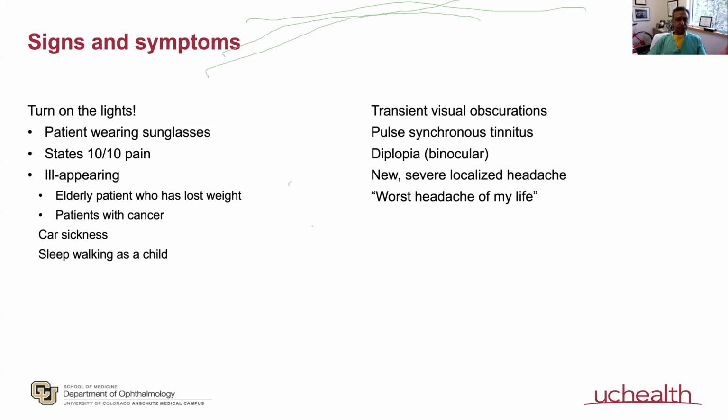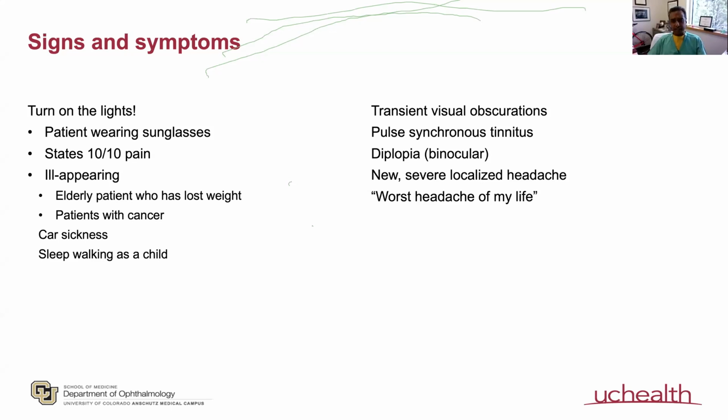But in any case, if a patient has 10 out of 10 pain, that's always a little worrisome to me. Migraine pain can be severe, but it is usually not something that the patient is going to categorize as the worst pain of their life. If a patient is ill-appearing and they come in with photopsias, an elderly patient who has lost weight unintentionally, a patient who I know has cancer, if they are having photopsias, I'm going to be a little more concerned. But things that support the idea of having migraine aura, photopsias that go along with that, a history of car sickness, a history of sleepwalking as a child. These are factors that support the idea that the patient may just simply have migraine headache and migraine aura.